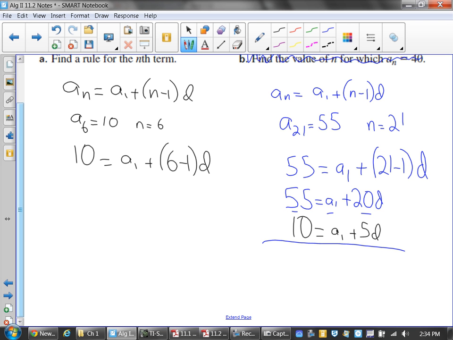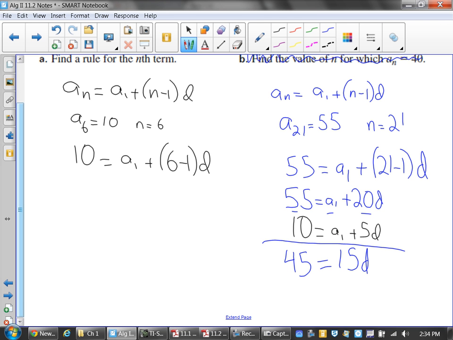I can eliminate that. Notice how I've got the same coefficient, same sign, with the a sub 1, that first term. They both have a coefficient of 1. They're both positive. If I subtract them from one another, doesn't it go away? I'm using elimination here, guys. It's just an equal sign. What's 55 minus 10? 45. A1 is gone. 3 equals d.